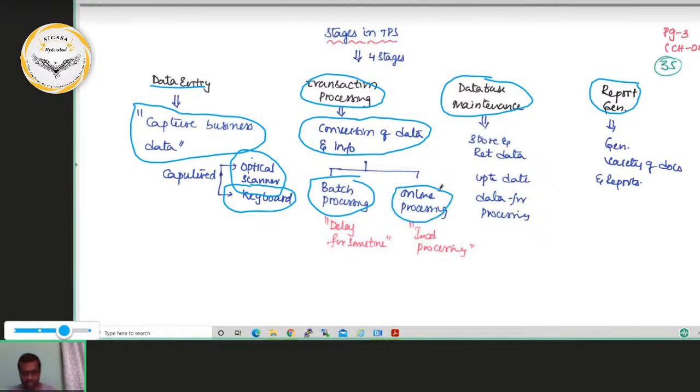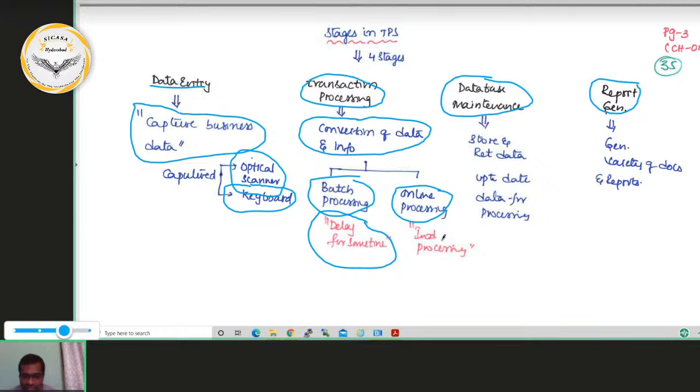So what do you mean by batch processing? Batch processing is nothing but if a transaction is delayed for some time. If a transaction is delayed for some time, it is called batch processing. A perfect example is NEFT. Once you initiate a transaction, immediately the transaction will not be completed. It takes certain time for completion of a transaction. So that is called batch processing.